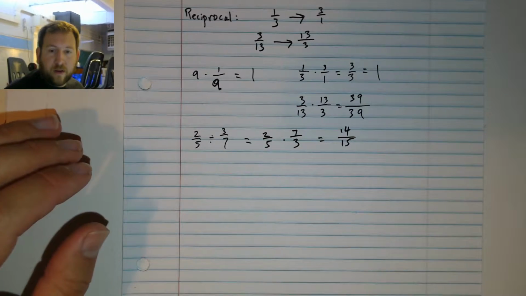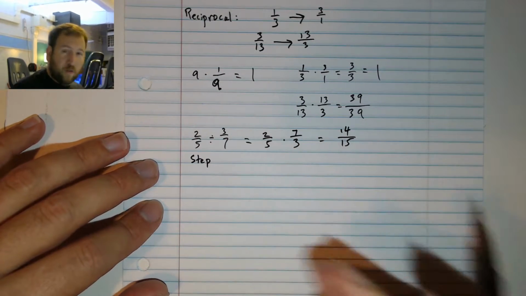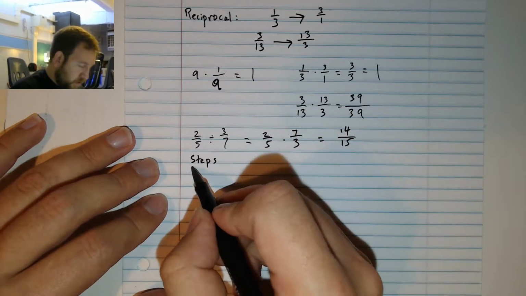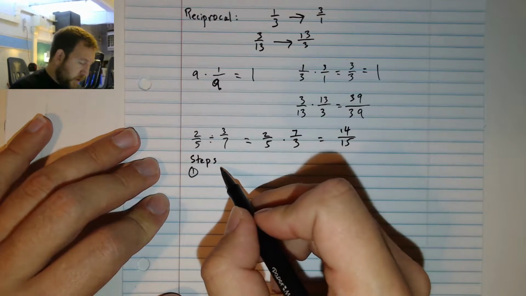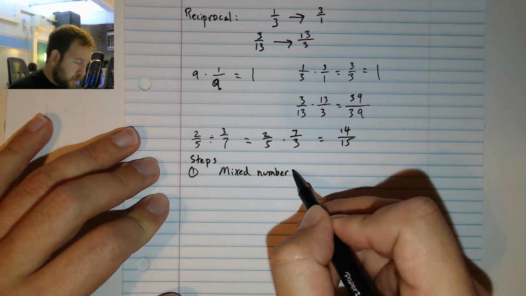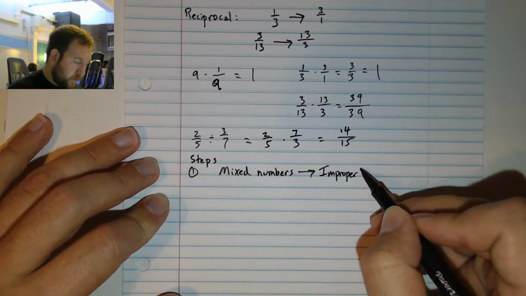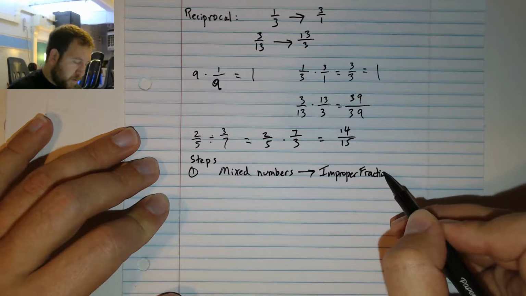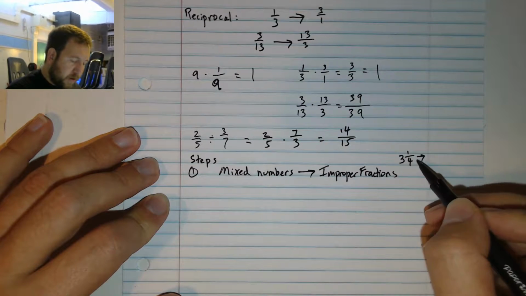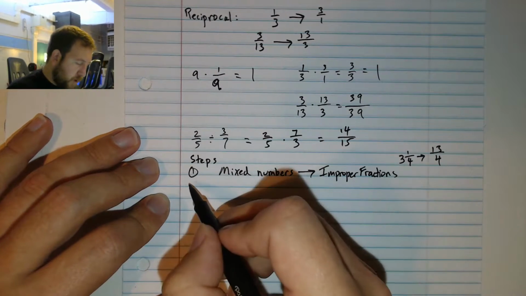Okay, we're going to write down 4 steps for dividing fractions. And then we're going to talk about why it's like this, and then we're going to do some examples. Number 1, we're going to go mixed numbers to improper fractions. That means we're going to take 3 and a fourth, and we're going to turn it into 3 times 4 is 12, plus 1 is 13 fourths, right?